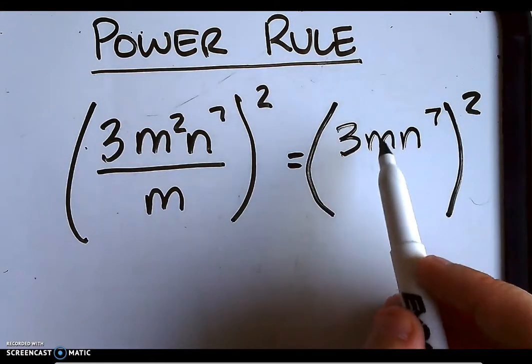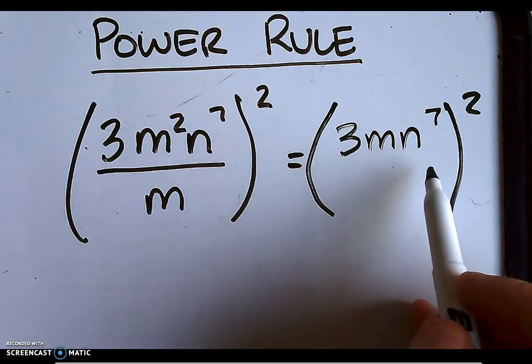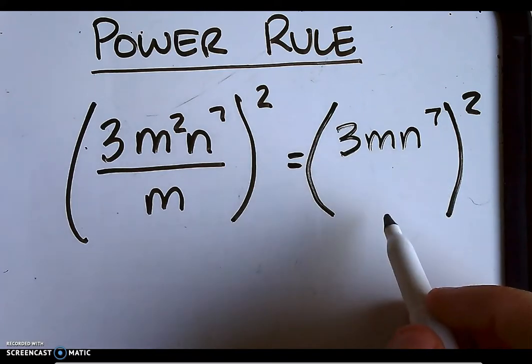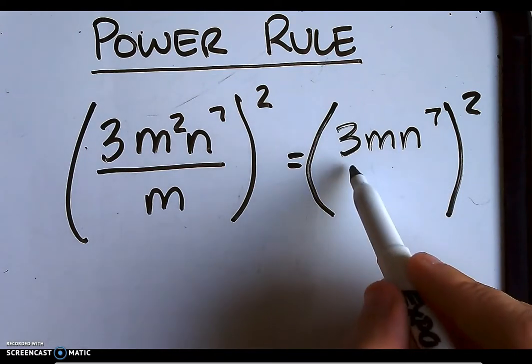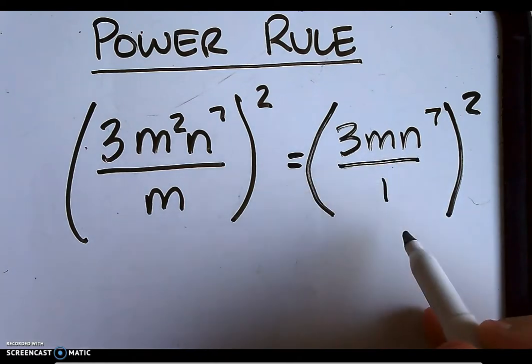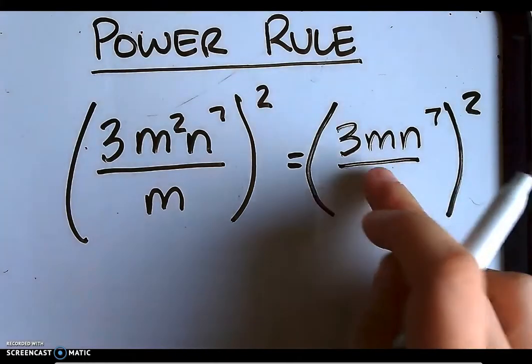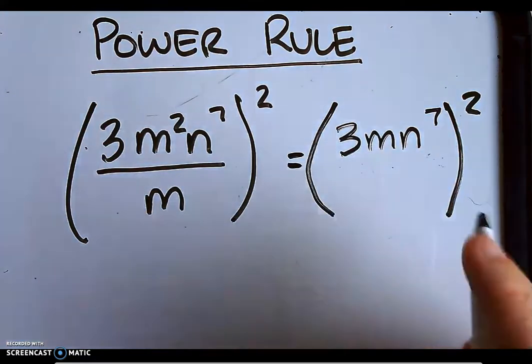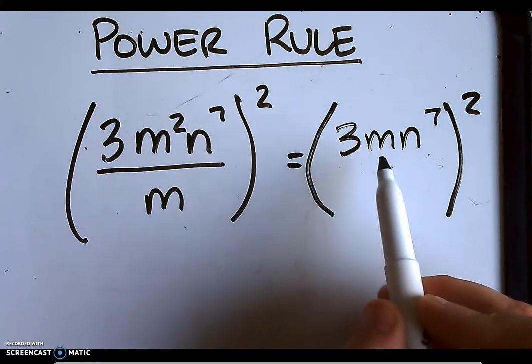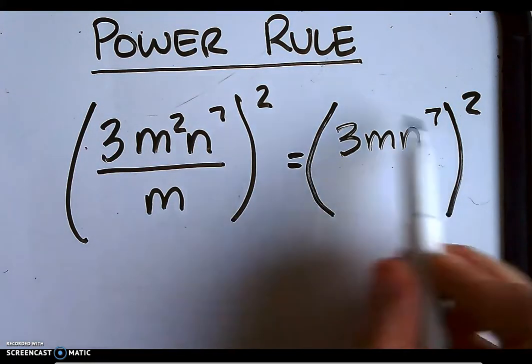Now what we're noticing is that it's really all just numerator right here. I don't even have a denominator that's left over, so I don't need to write 1. I could put it all over 1, but we know that that's pretty much unnecessary when dealing with fractions. So I can go ahead and just leave this whole thing as 3m n to the 7th quantity squared.